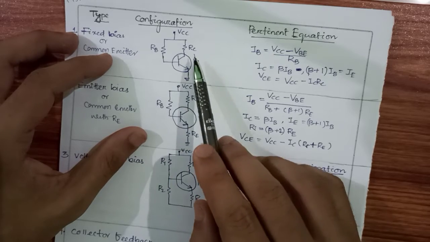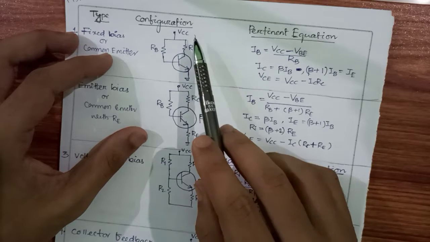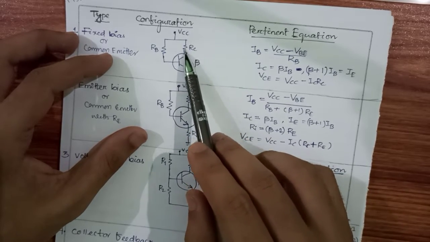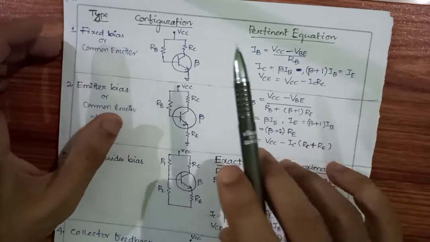Then for the output side, we find VCE, or VCE between collector and emitter, which is nothing but VCC minus the drop across RC, which is ICRC. So these are the three equations that we need for this fixed bias configuration.